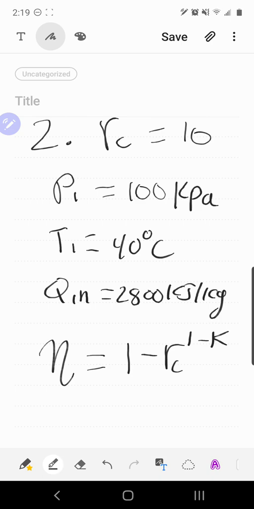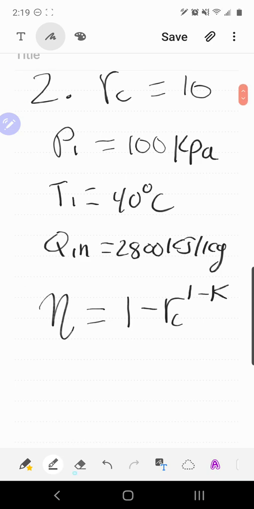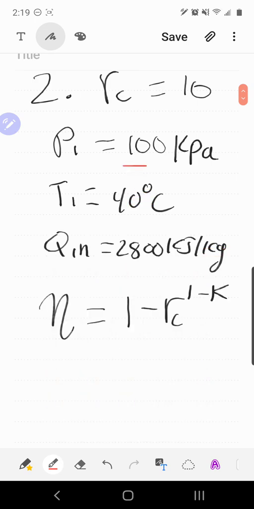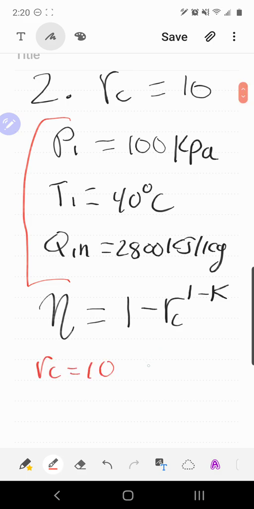The second and third pieces of it, or actually all of this information that we were given here, does not really matter at all. It is shown there to throw you off and make you think there's a longer problem than it actually is. So we have our RC, that's 10, and then our K for air is 1.4.